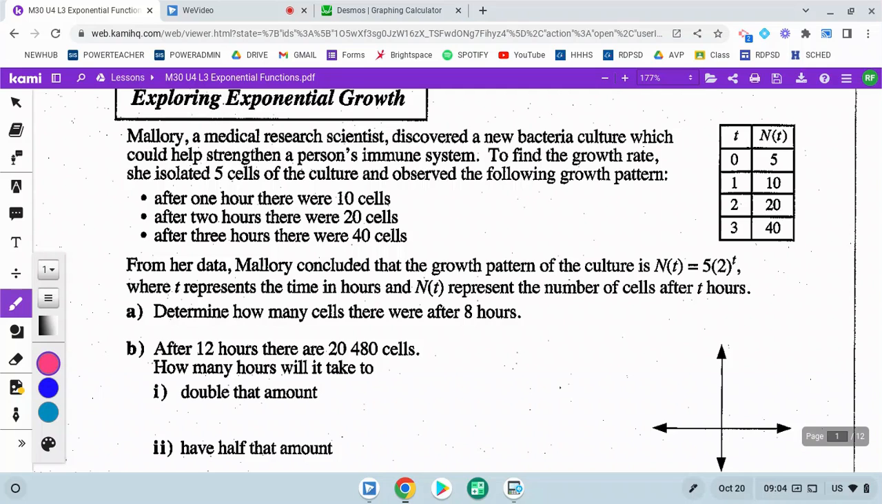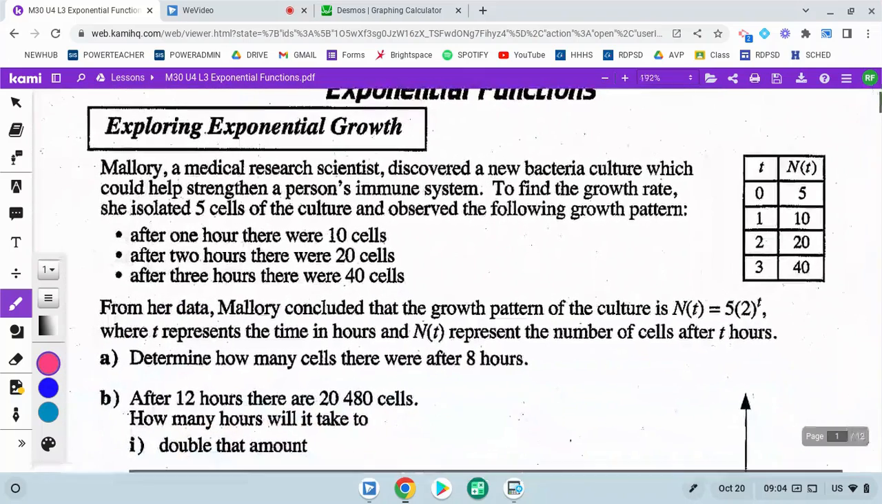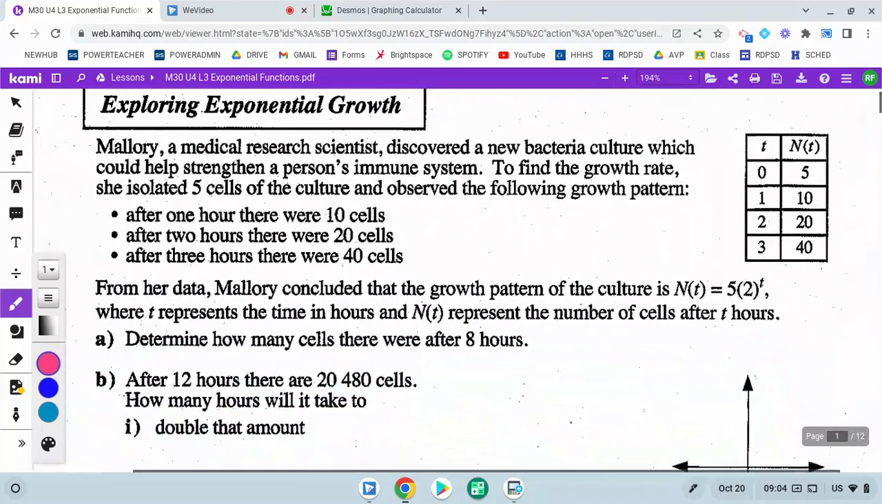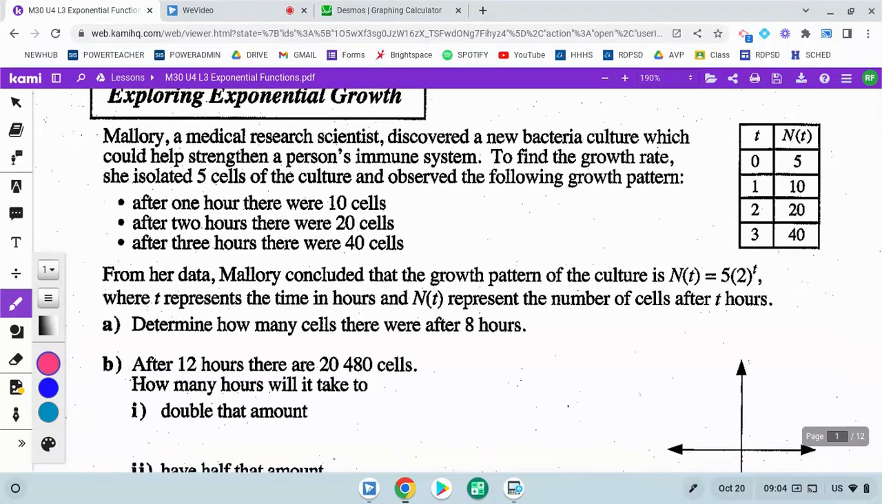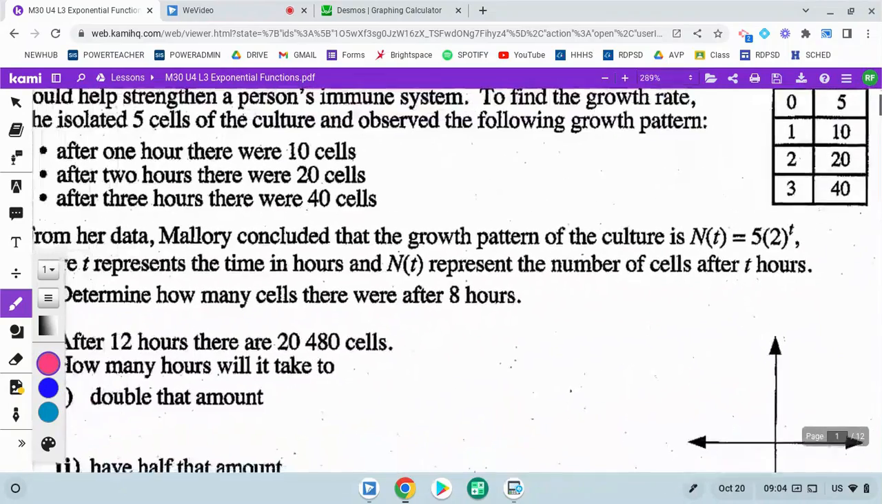Okay, so isolated 5 cells and then looked at the growth of the cells. So they give us a little point form version of what happened, and then they also put that into a little table of values for us. So we can see after an hour, there's 10 cells. After 2 hours, there's 20. After 3 hours, there's 40. Mallory concluded that the growth pattern of the culture is, of course, 5 times 2 to the power of t.